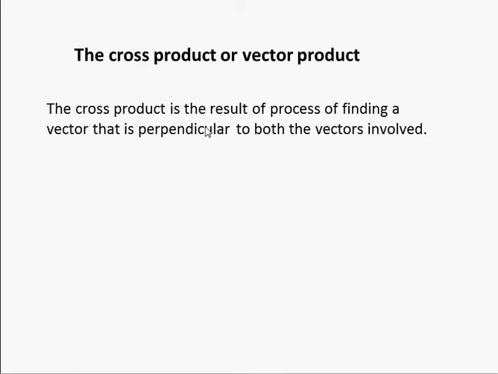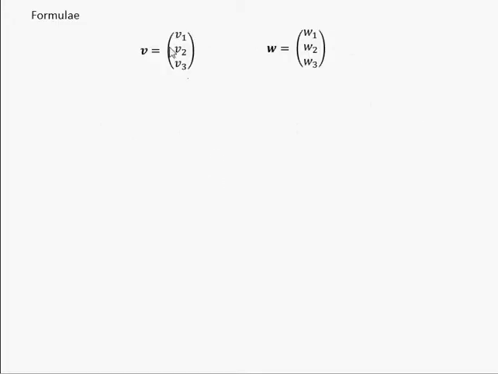The cross product is the result of a process of finding a vector that is perpendicular to both the vectors involved. That's a kind of complicated definition, but basically, if you've got these two vectors here, v and w, and we take the cross product, we're going to find another vector that's perpendicular to both of them. Here's one way to work it out.